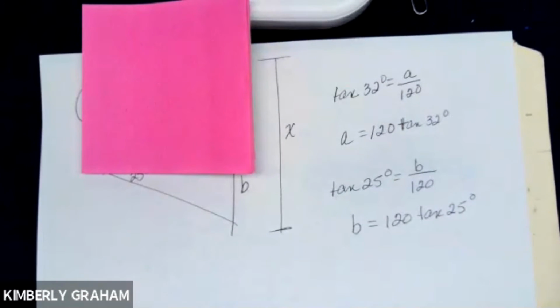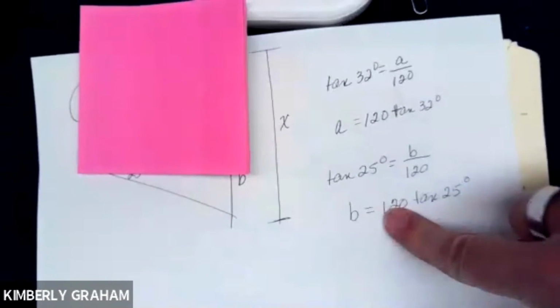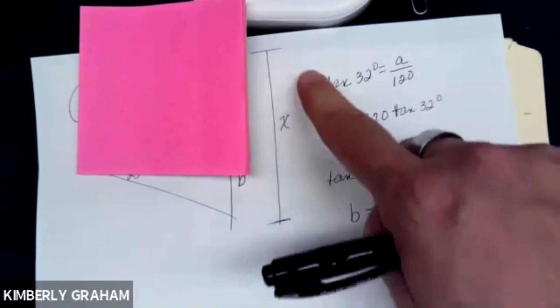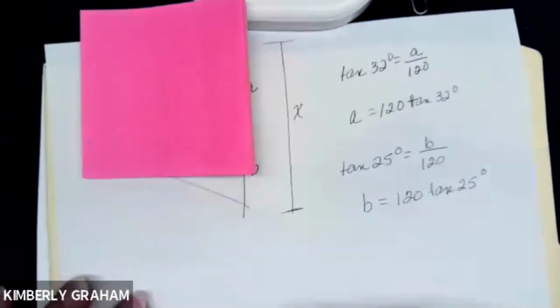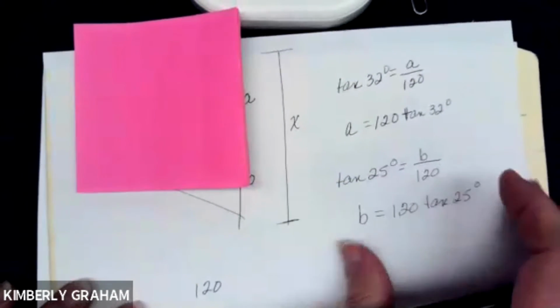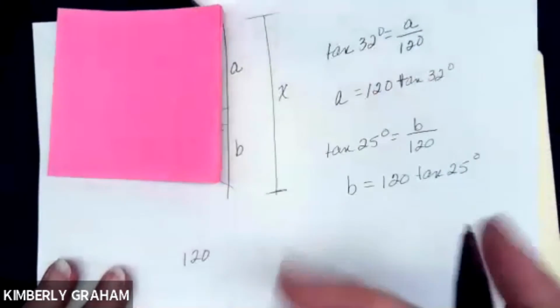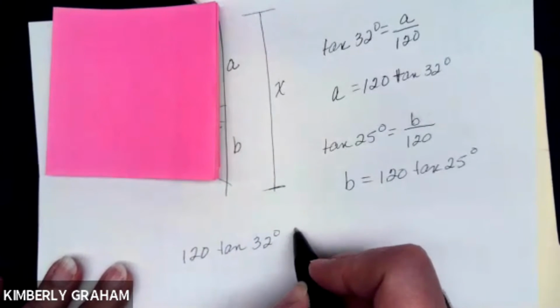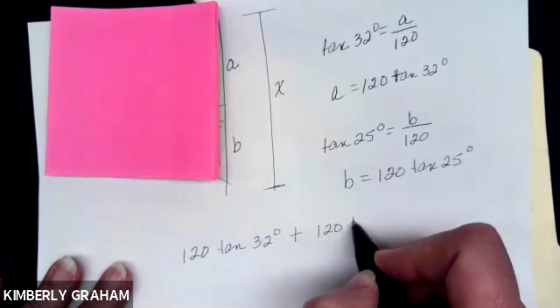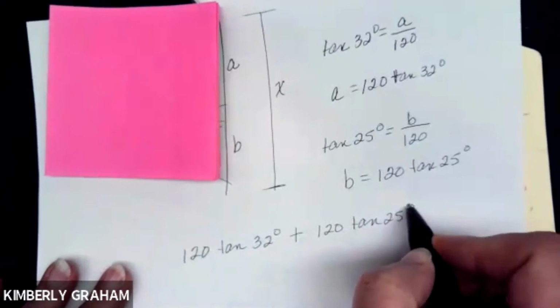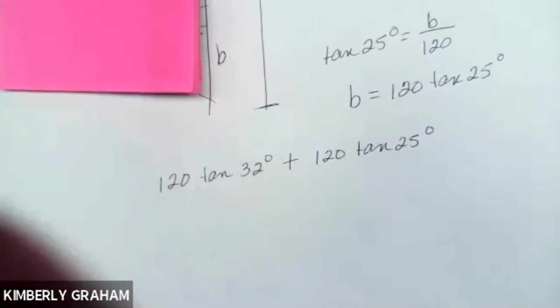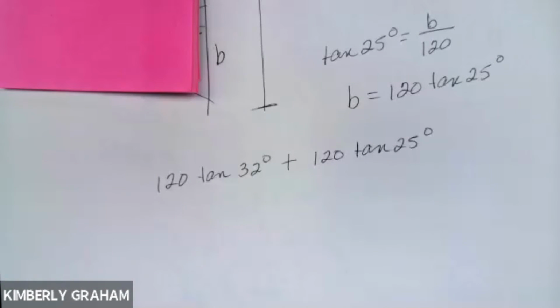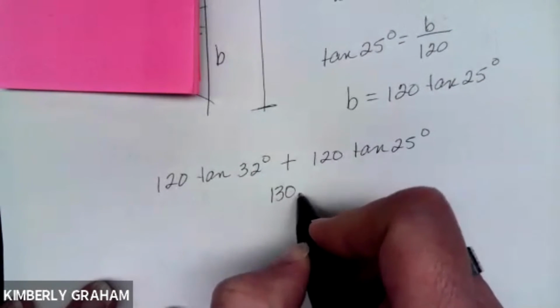So if I take side length A, side length B, add them together, I will get this whole length of X. So I would wait until you get this set up and then put this all in the calculator all at once, because that way you're not worried about the rounding. So you put all of that into the calculator. 120 times tan of 32 plus 120 tan of 25 degrees. And you add that together and you're going to get 130.9.